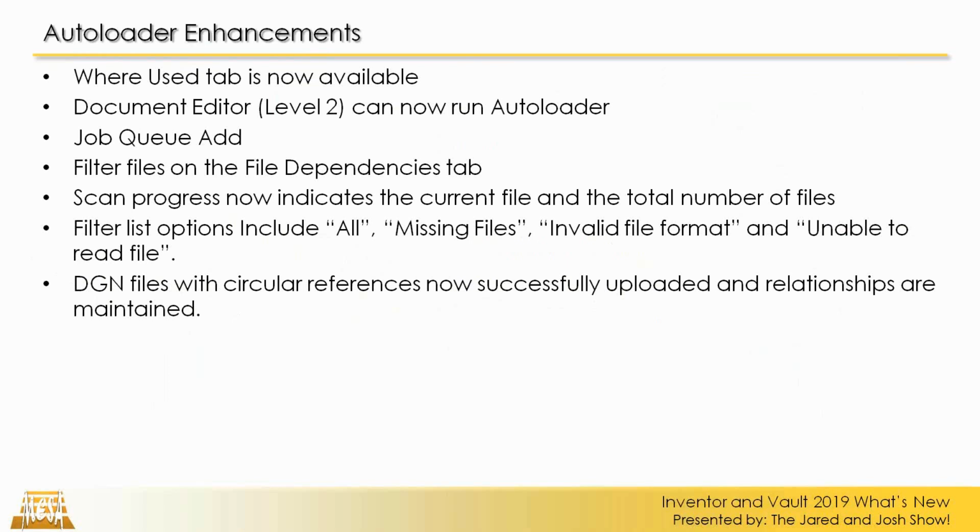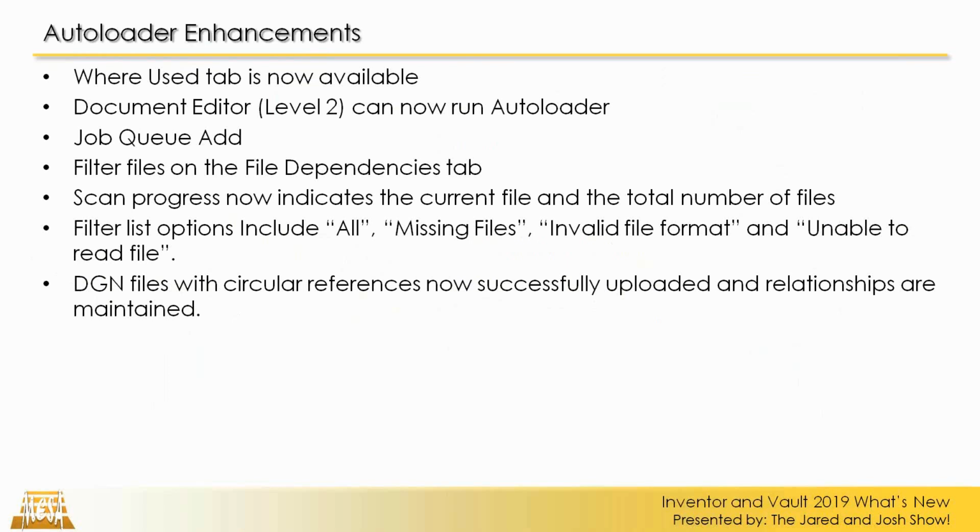Another big thing with that is you no longer have to be an administrator to run Autoloader to batch upload files. As long as you have the document editor level 2 role, then you can now run Autoloader as well. You have the ability to add this all with the job queue, which is another big update. Your filters tab, you can narrow those down a little bit better now, and I kind of mentioned the scanning updates. Instead of being that random bar that's just running across, it's going to add in the total number of files versus number of files scanned.